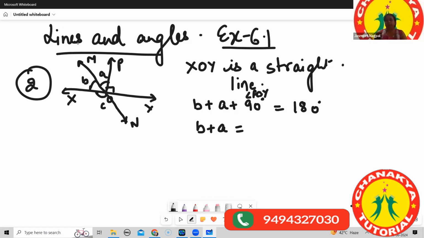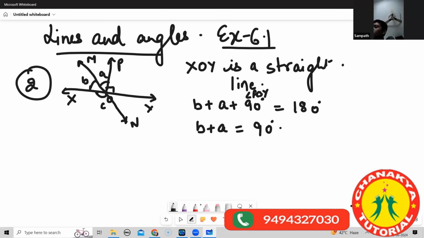90 degree. So, B plus A is a 90 degree. Now, what is the value of A is to B? A is to B is? 2 is to 3. Yes.